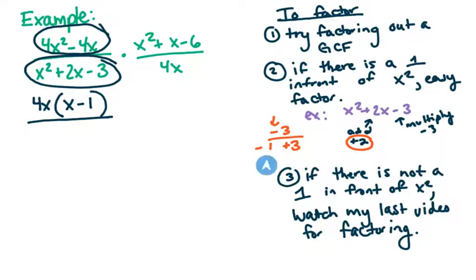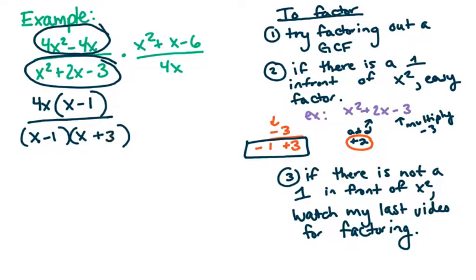Negative 1 plus 3, they do add to give me 2. And negative 1 times 3 do multiply to give me negative 3. So those are my two numbers that I'm going to use in my factors. And so I'm just going to make two parentheses. This is easy factoring. I'm going to put an x in each since that is my variable. And then a minus 1 in one and a plus 3 in the other.